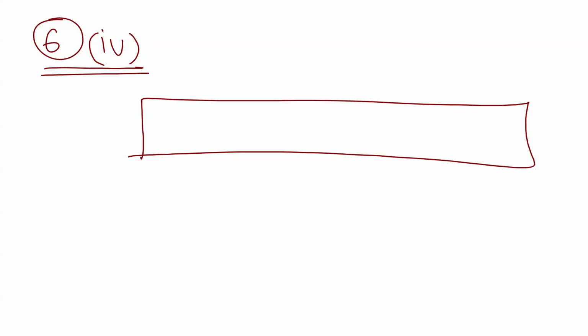6. Sub question 4. Okay. 6 pictures are to be arranged in a line from left to right. So left to right, 6 pictures: 1, 2, 3, 4, 5, 6. How many arrangements are possible?